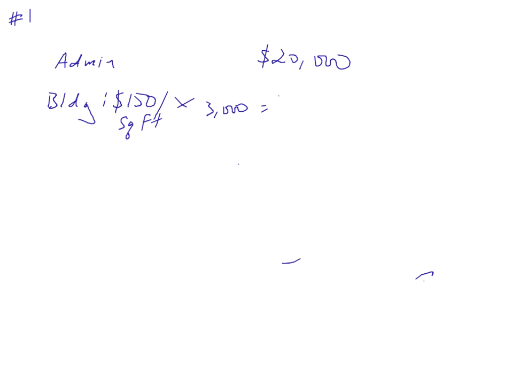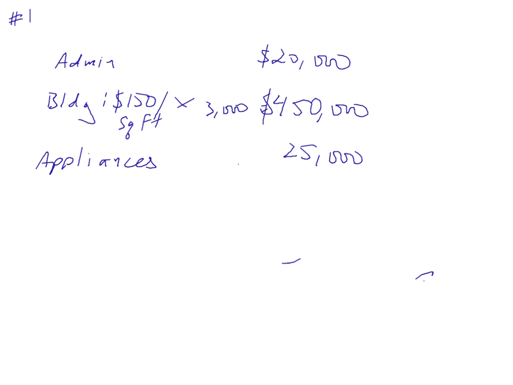That gives us $450,000. All right. Appliances. It's going to come with appliances. We don't have to calculate anything here. It just tells us for a moderate house, appliances are going to cost $25,000.